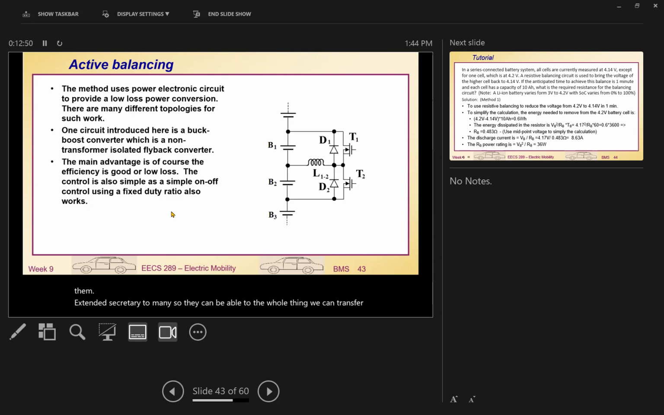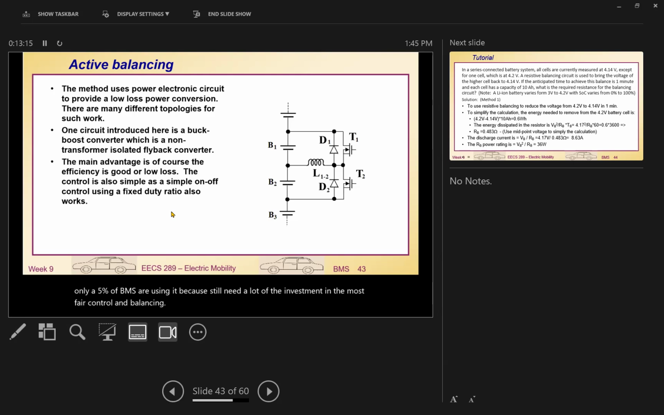The good thing about this one is that, in theory, we have low power losses, because the MOSFET and diode have only a little bit of losses. It's not like the resistor, where all the energy is lost as heat. That's why only 5% of BMS are using this method, because it still needs a lot of investment in the MOSFET, control and balancing.